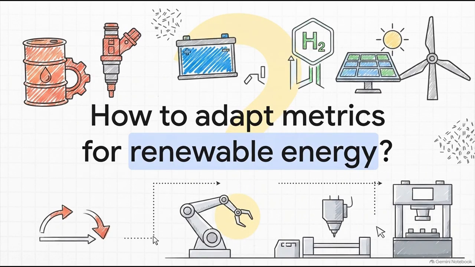Which leaves us with a really fascinating question to ponder as we wrap up. We've just explored a highly precise system built largely around measuring the consumption of liquid fossil fuels. But as this sector increasingly transitions to electric batteries, hydrogen cells, and other renewable energy sources, how are these foundational efficiency metrics going to need to evolve next? It's a massive challenge on the horizon for industrial manufacturing, engineering innovation, and sustainability reporting.